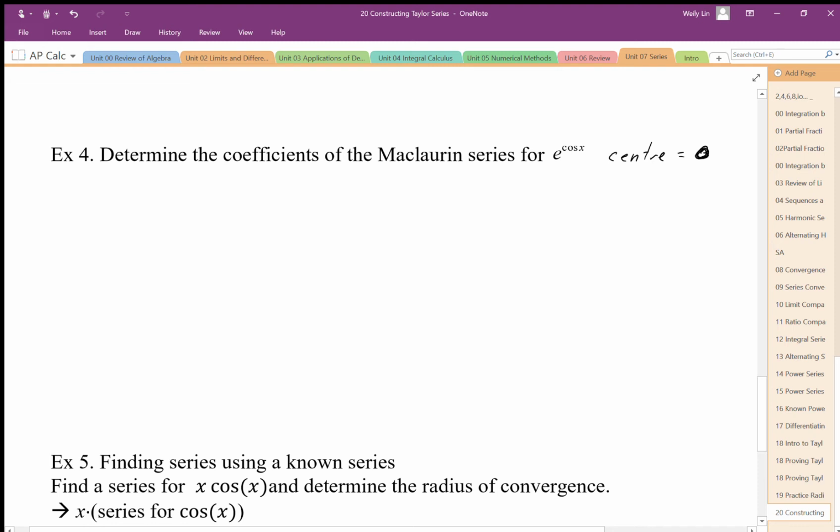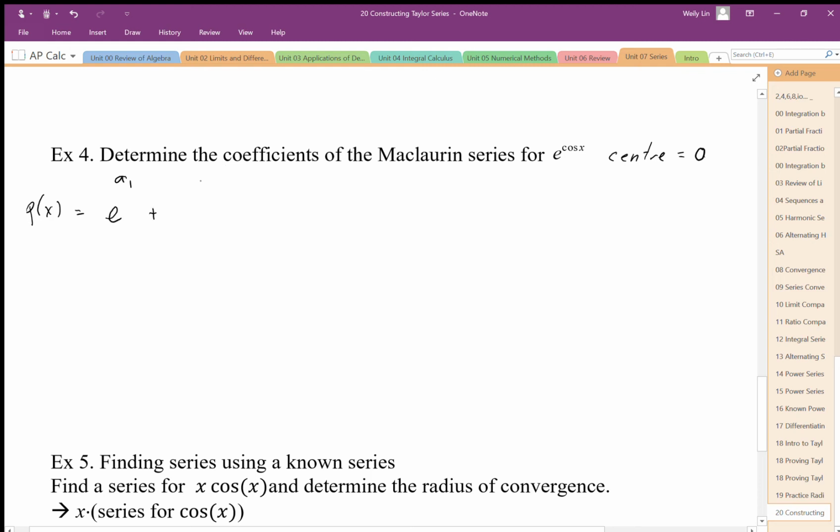Okay, so this is an easy, simple case of the Taylor series. So we're going to build up that polynomial. We're going to start with the first term. So I'm just going to plug in 0 into the original function. Cos 0 is 1. e to the 1 is e.